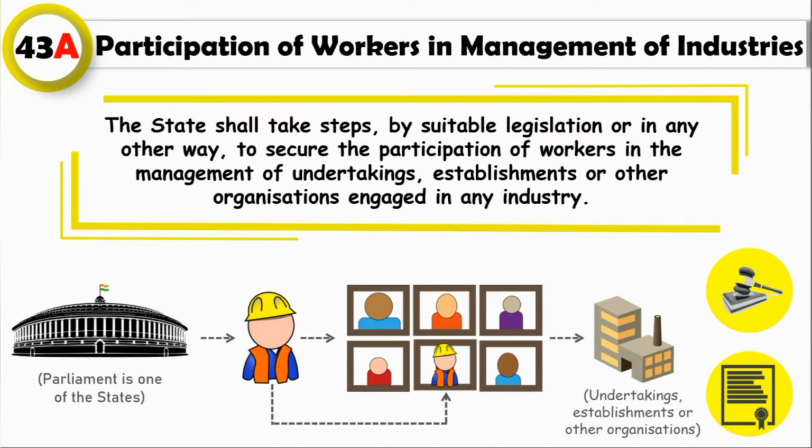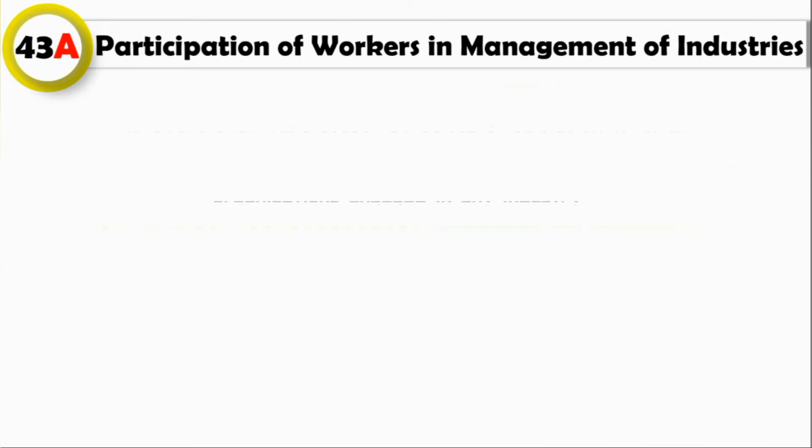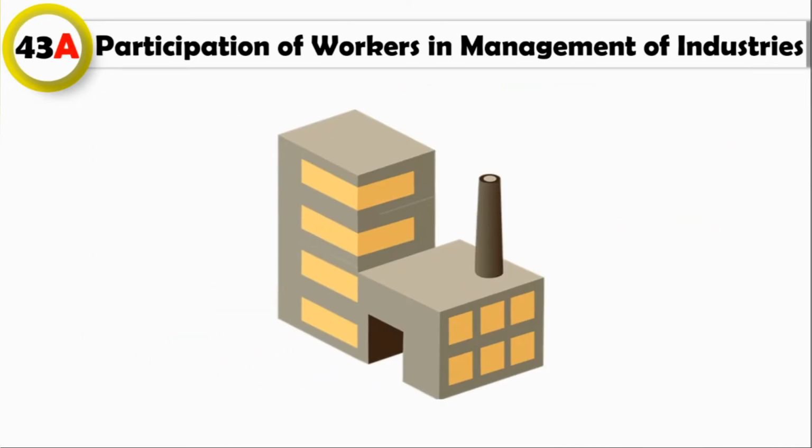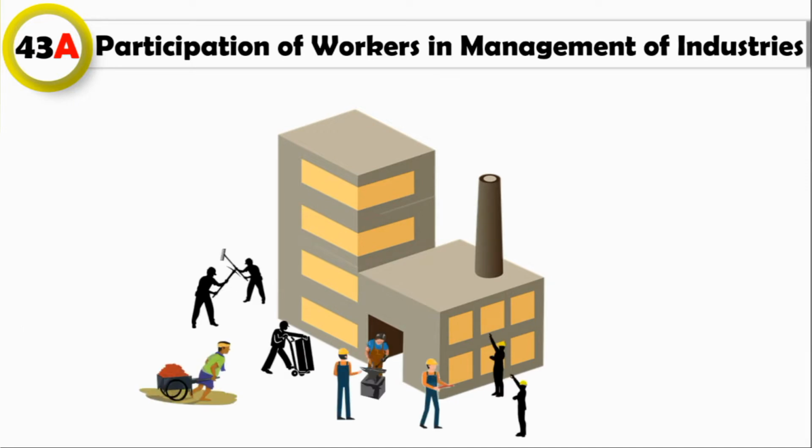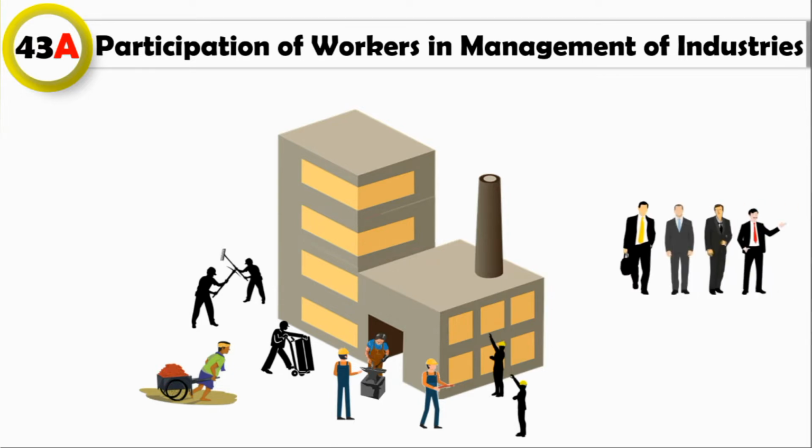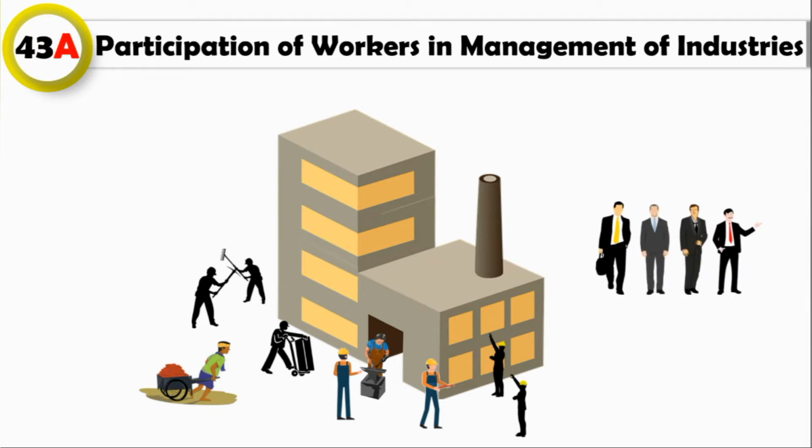See, when India got independence, slowly industries were growing. Workers were working in those industries, but they were not considered worthy that they could interfere in the decision making and other things of the management. The management itself used to take all the decisions and the workers had to follow the same.